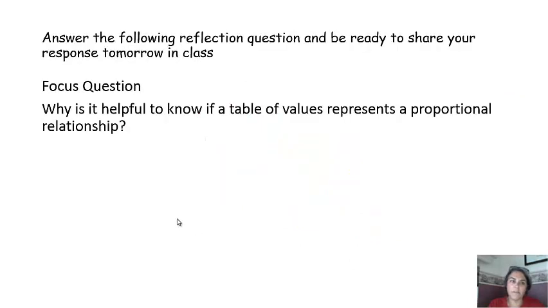You cannot predict. Here's our focus question that I'd like you to try to write a nice write-up for to bring to class tomorrow to share. It says, why is it helpful to know if a table of values represents a proportional relationship? How did knowing the number of ounces of coffee was proportional to cost help us predict how much a 20-ounce bag would cost? And why could we not predict for the 10 cars how much the person would earn? Why is it helpful to know if it's a proportional relationship to be able to make some predictions? So try to do a nice write-up on that, and we'll go over it tomorrow in class.